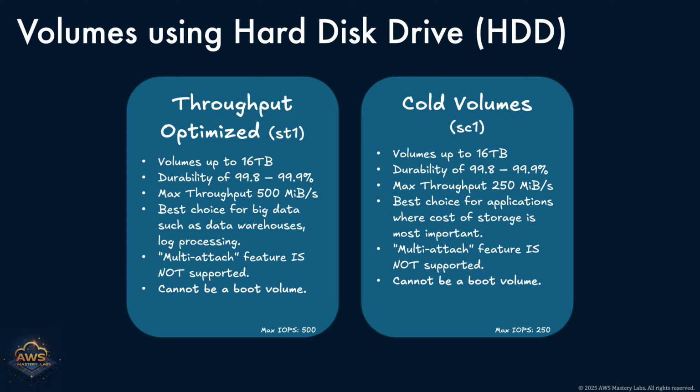These volumes are optimized for sequential read-write operations, just like ST1, but at a lower baseline throughput. They offer baseline throughput of up to 250 MB per second, with burst capability depending on the volume size and burst credits. The SC1 volume type, or Cold HDD, is the most cost-effective Amazon EBS storage option, making it ideal for storing large volumes of data that are accessed infrequently.